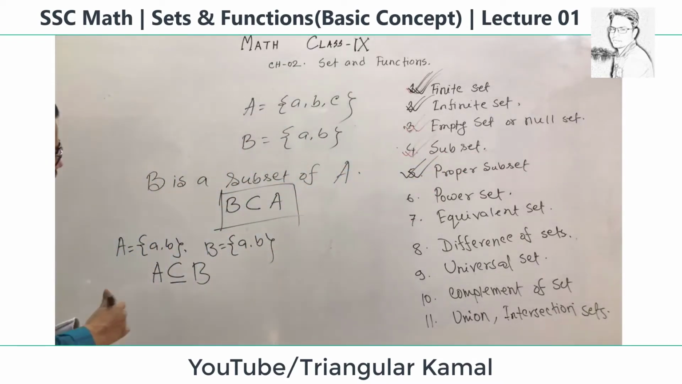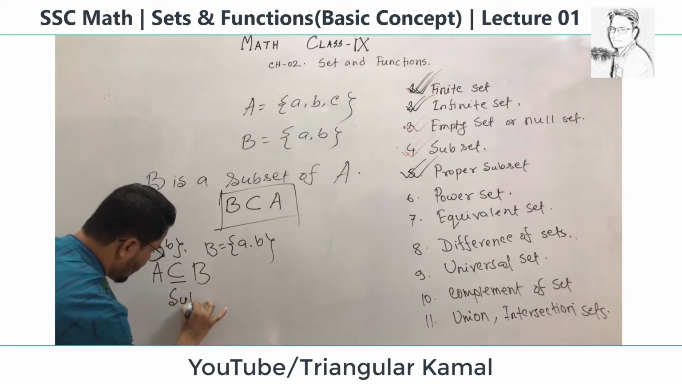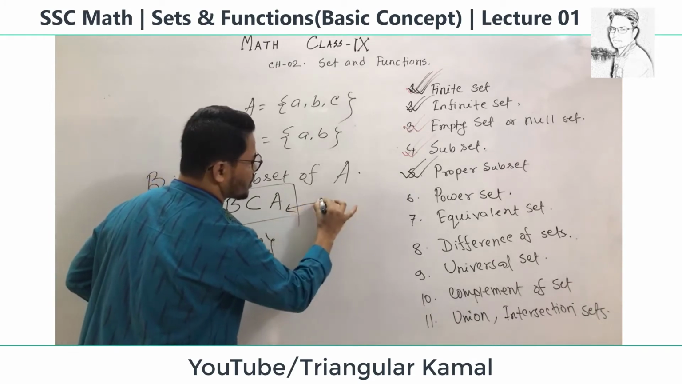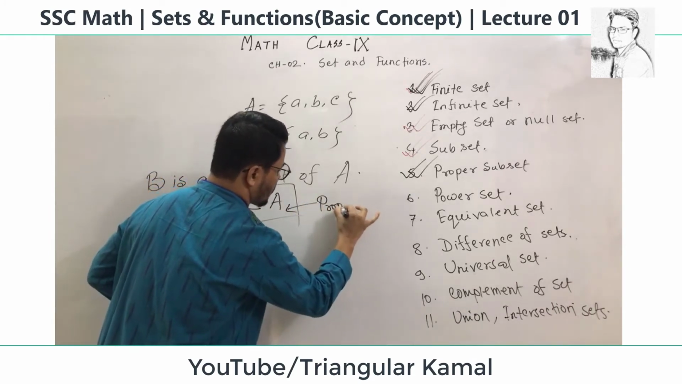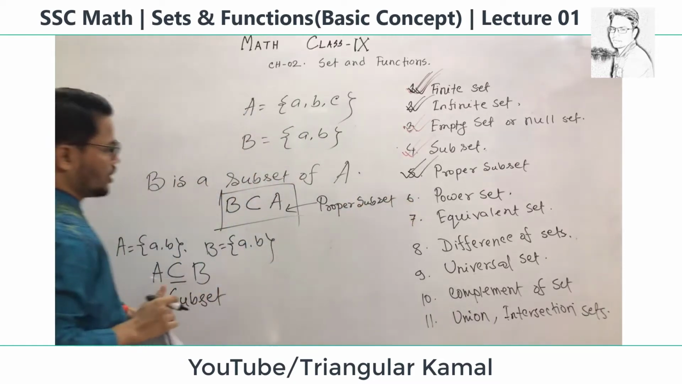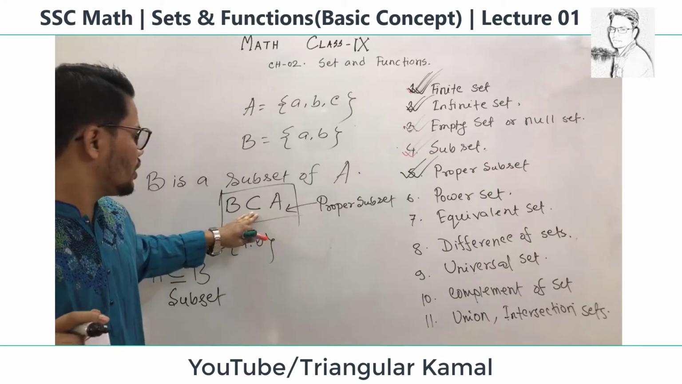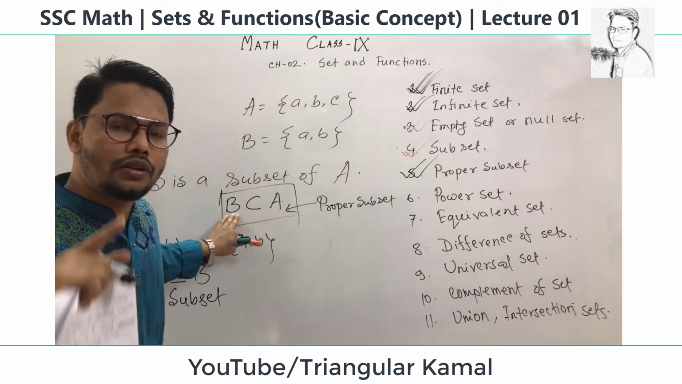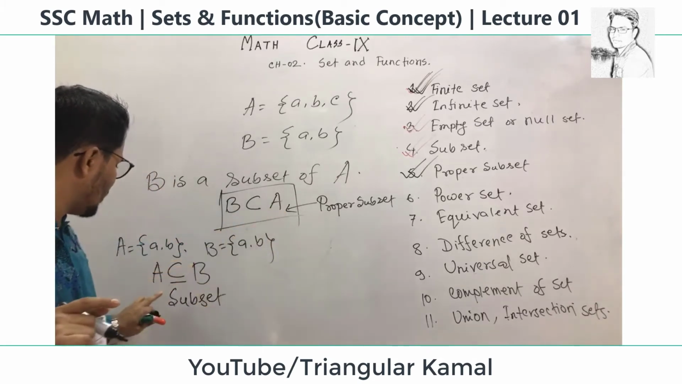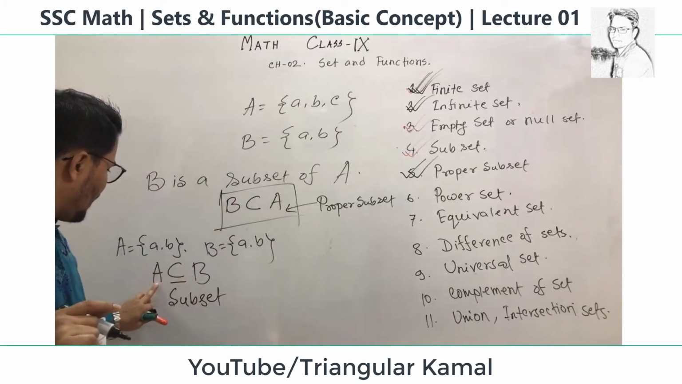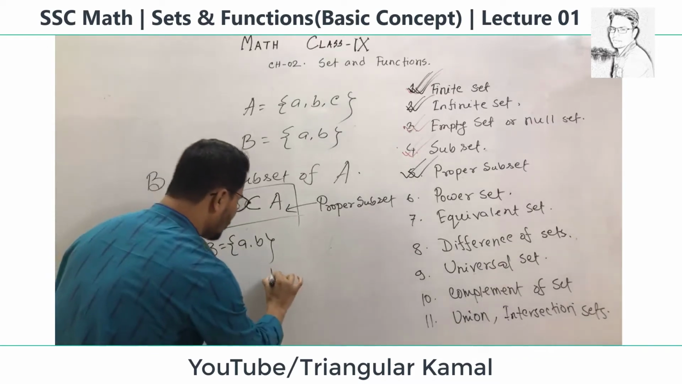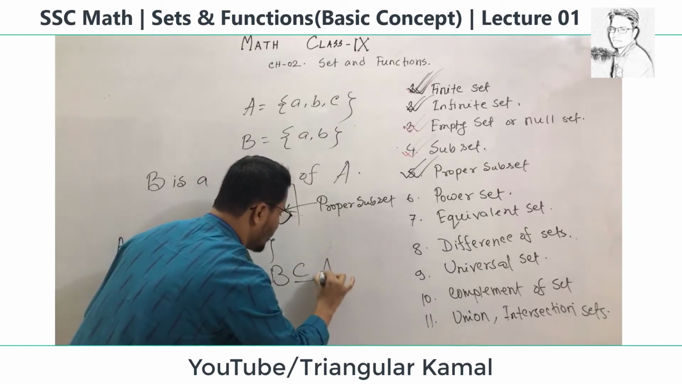This is subset, and this one is proper subset. So please give attention to this symbol. In the proper subset, the left one is always smaller than the right one in counting elements. In the subset, A is a subset of B, or A is equal to B. And here also we can write B is a subset of A.